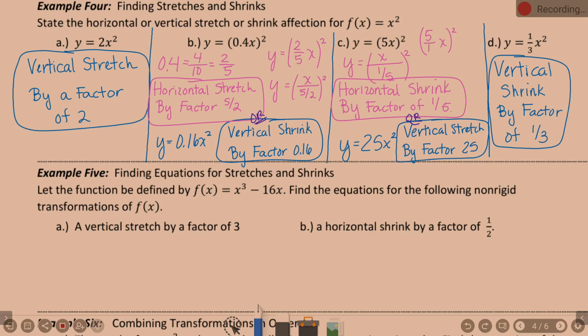How are we going to take f of x and do a vertical stretch by a factor of 3? Would we have to put a 3 in front of everything? We just put a 3 in front of the x. I don't know, you tell me. Okay, well, I know for the x cubed, we're going to put a 3 in front of it. It would be, yeah.